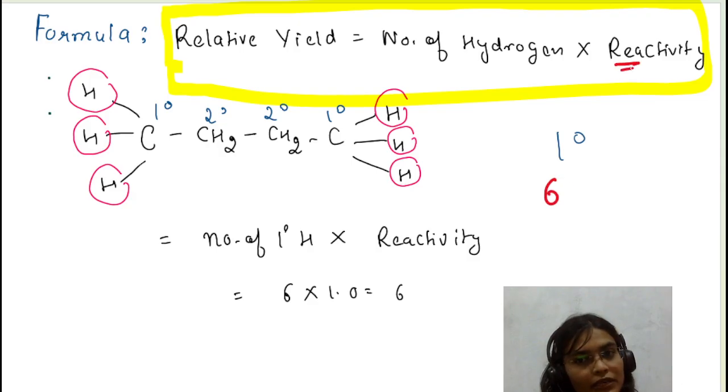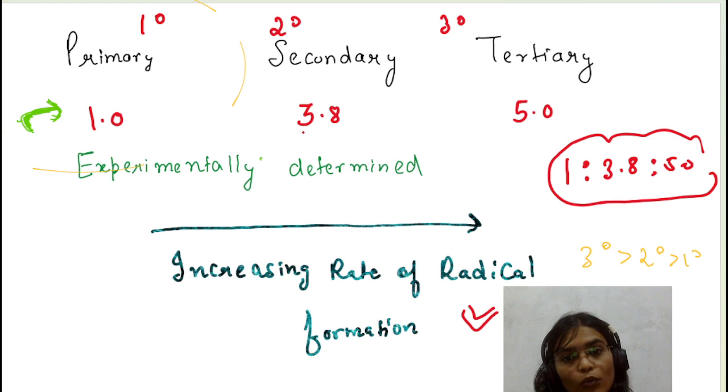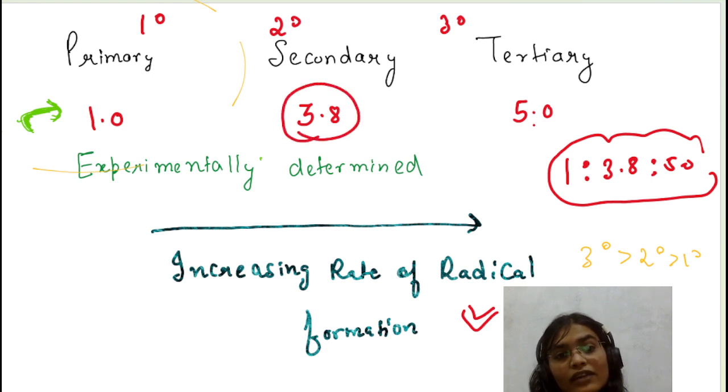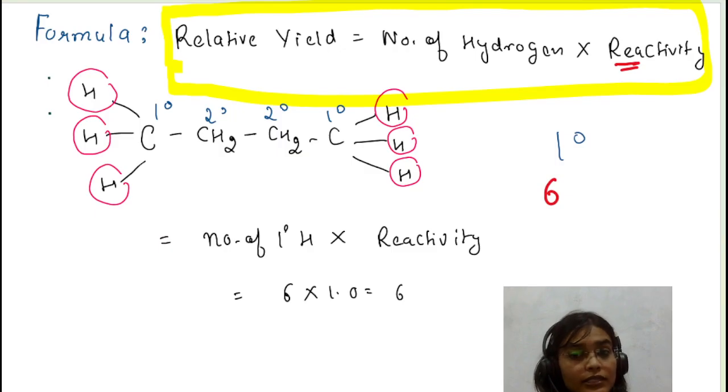And what about the reactivity there? The ratio said one ratio. Back to how to apply the formula. One ratio, 3.8 ratio, and 5.0 ratio. So it's primary or secondary? It's a primary there. So you have to multiply six with the one. How much do we end up with? Six is the correct answer here.